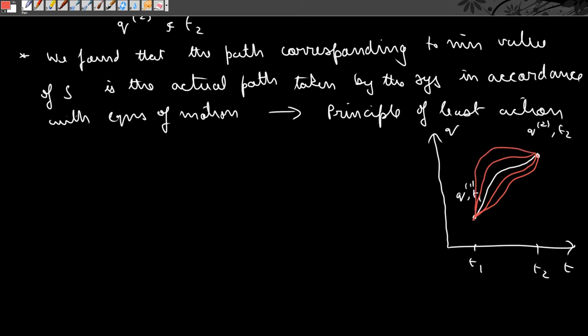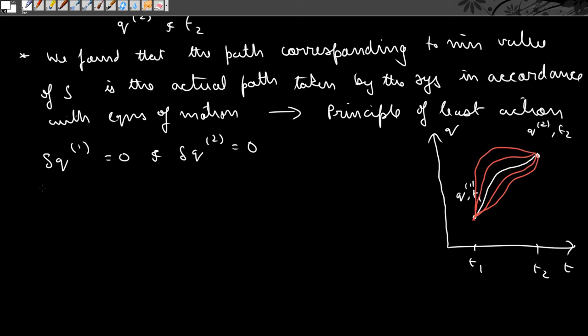Now the condition that the initial and final positions are the same was written as del q1, that is variation of the position at the initial place, is 0, and del q2 is 0. This is what we assumed.